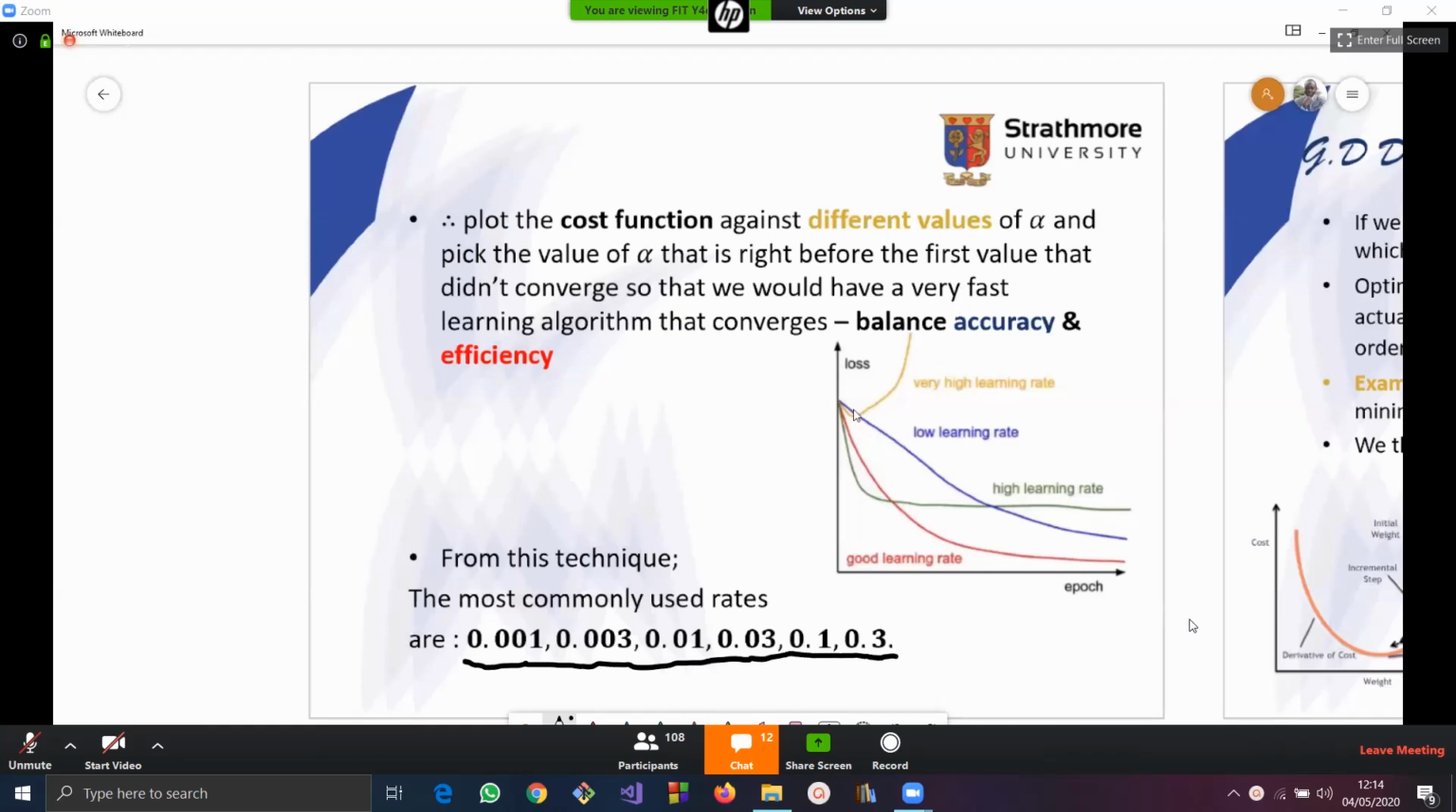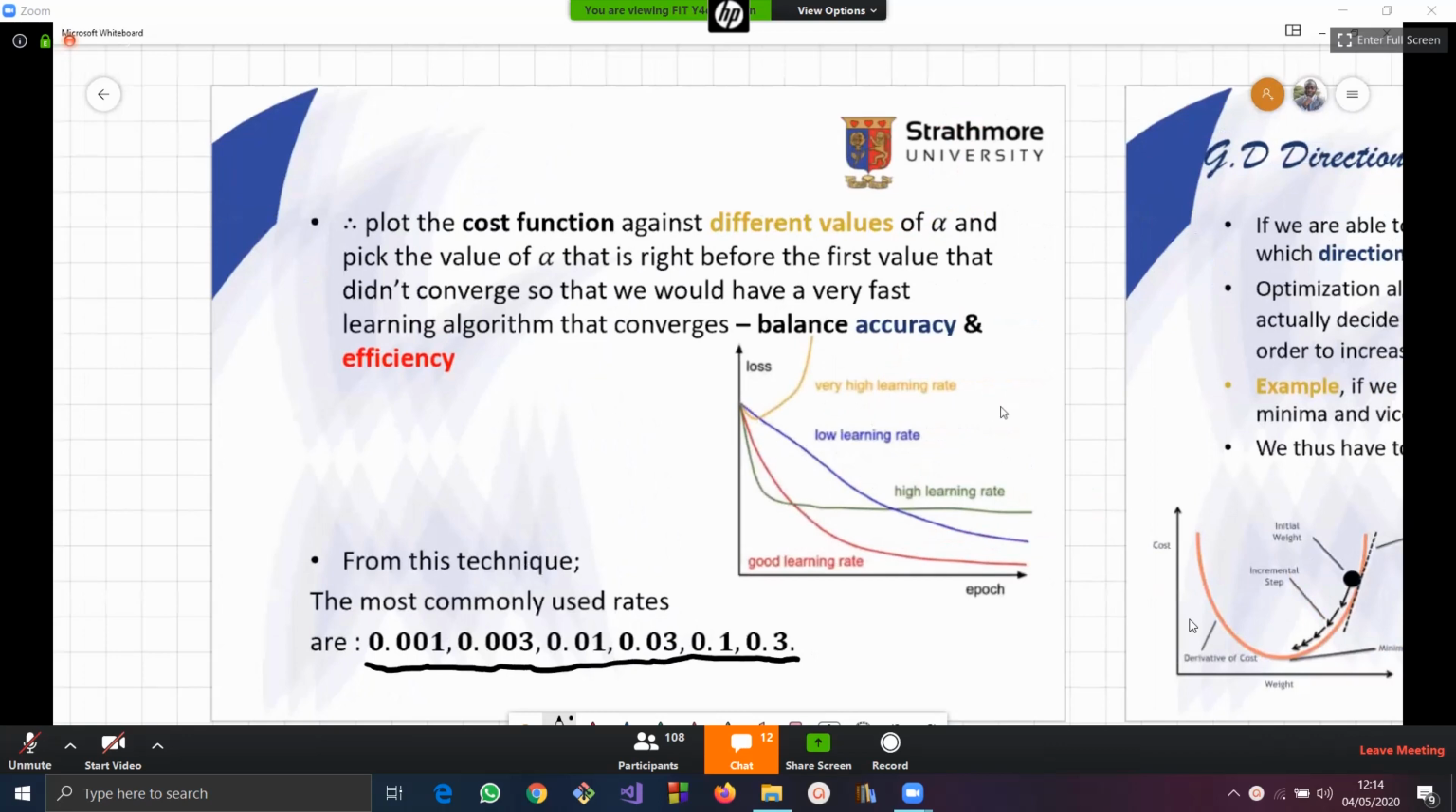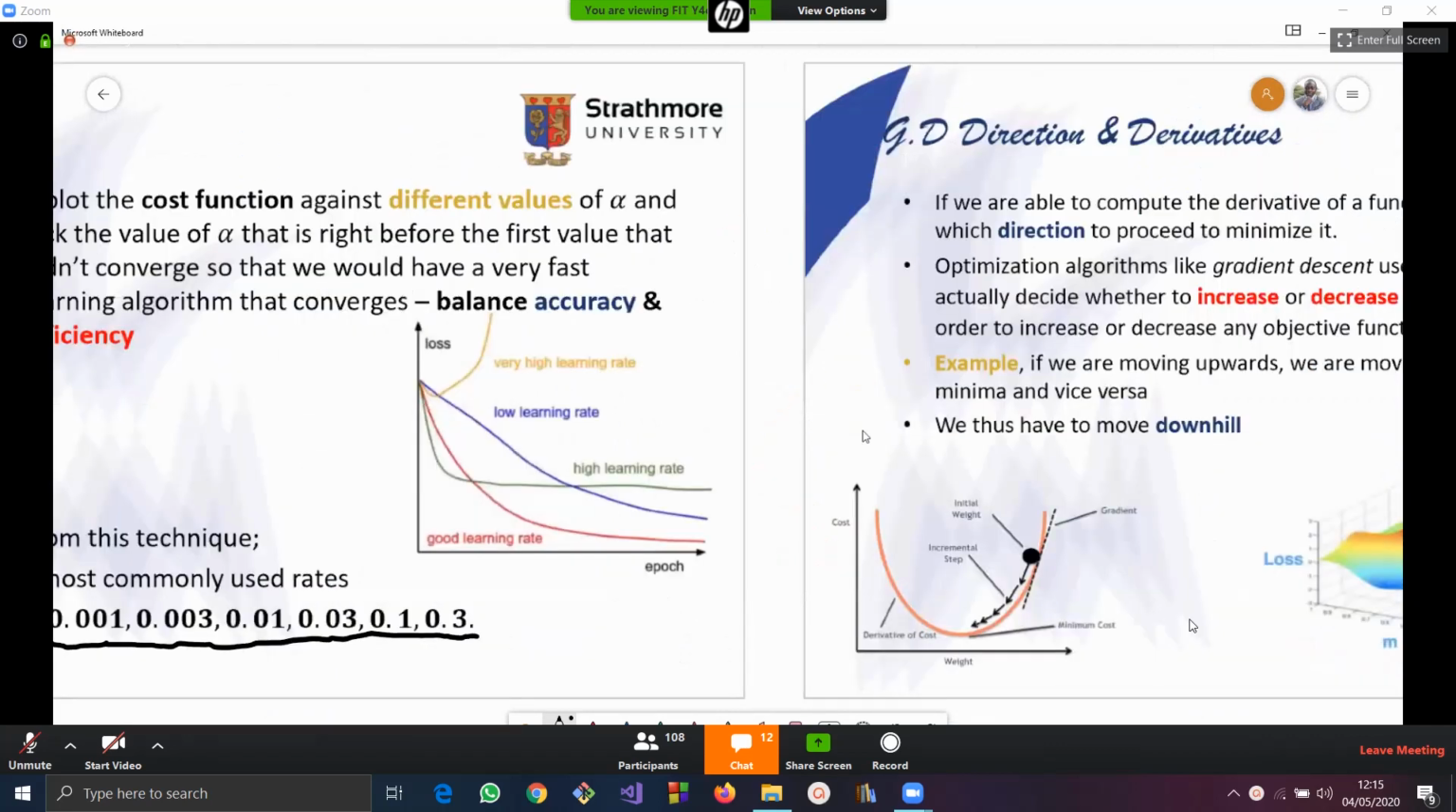If you have a low learning rate, it's just going to lazy around. And the best learning rate is going to give us a perfect kind of drop, like you're going to see. So the learning rate is one of the things we have talked about.